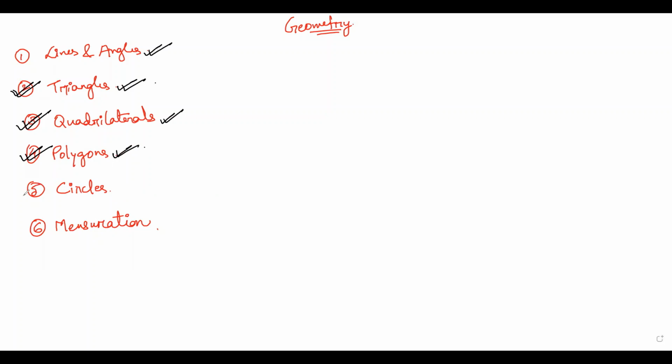Once we're done with polygons, we'd be continuing with circles where we'd be seeing various theorems, theorems on chords, theorems on tangents, inscribed angle theorem, alternate segment theorem, and so on. And we'd also be doing some questions based on these theorems. And finally, we'd be seeing mensuration where we'd be covering various 3D figures like cubes, cylinders, spheres, etc. And we'd also be seeing some formulas to find the volumes and surface areas for these 3D figures. So now let us start with lines and angles.